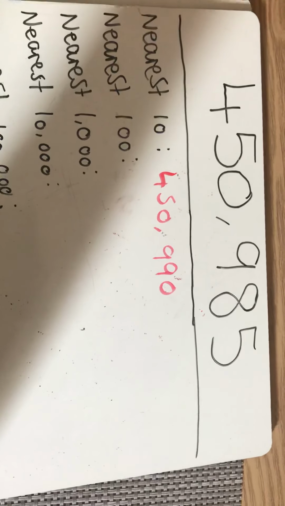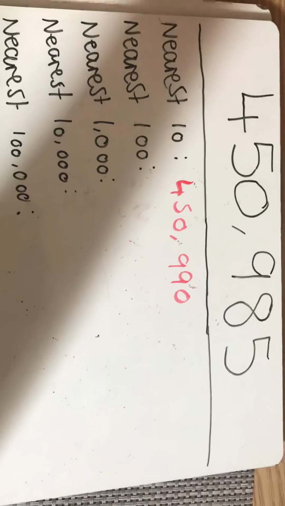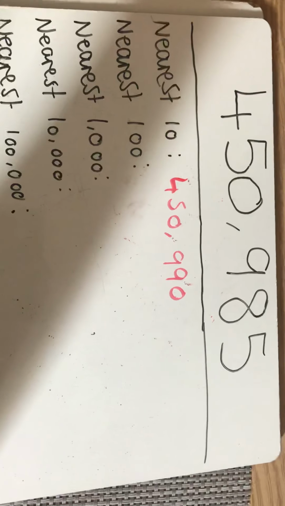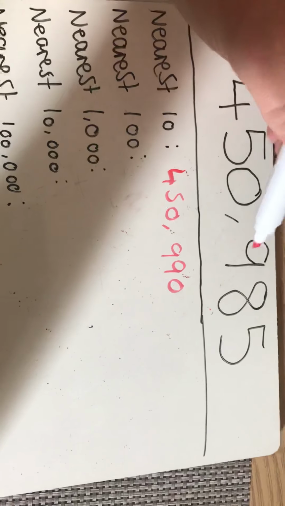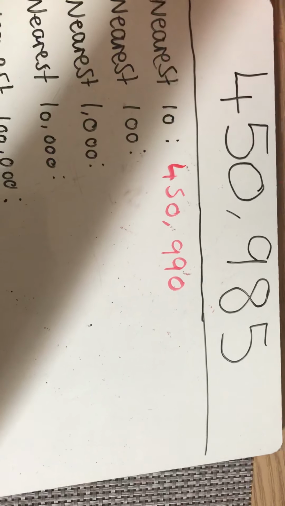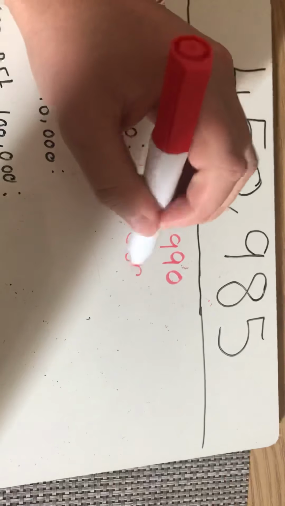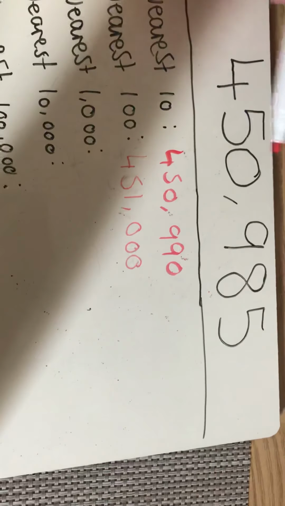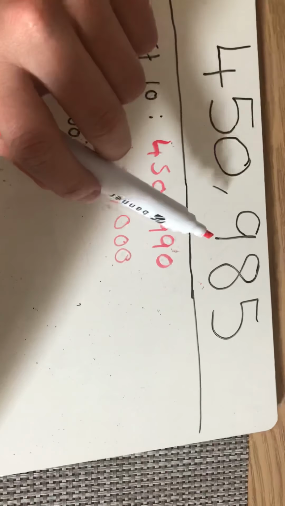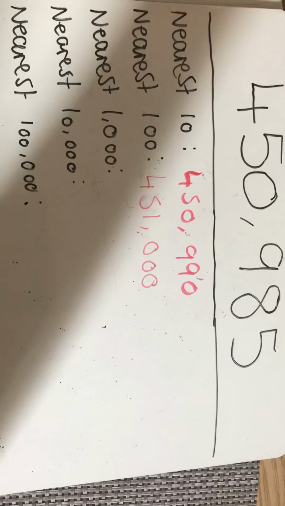Rounding to the nearest 100, which column am I going to focus my attention on? Good, the tens, 8. 8 rounds up. But I've got 900, so I can't round it up to 10. So I'm going to have to add my number to the thousands. Because I couldn't say 450,1085. That's not a number. So it needs to be renamed and regrouped to the thousand column.